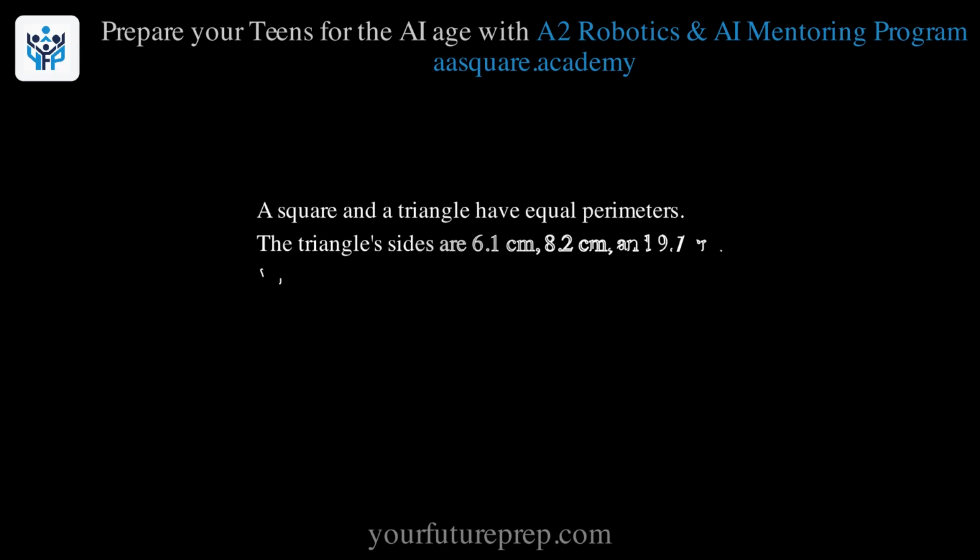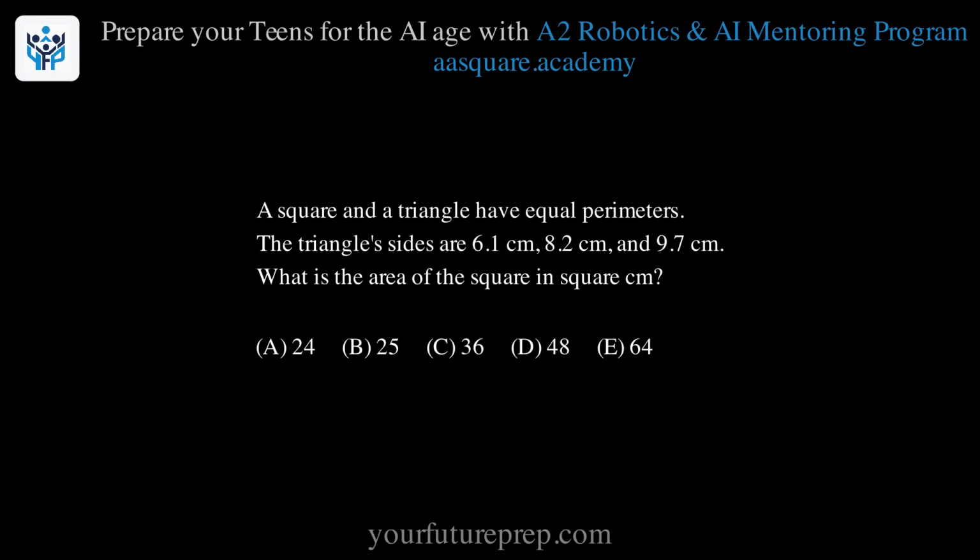Here's problem 4 from the 2005 AMC 8. A square and a triangle have equal perimeters. The lengths of the three sides of the triangle are 6.1 centimeters, 8.2 centimeters, and 9.7 centimeters. What is the area of the square in square centimeters? The choices are 24, 25, 36, 48, and 64.